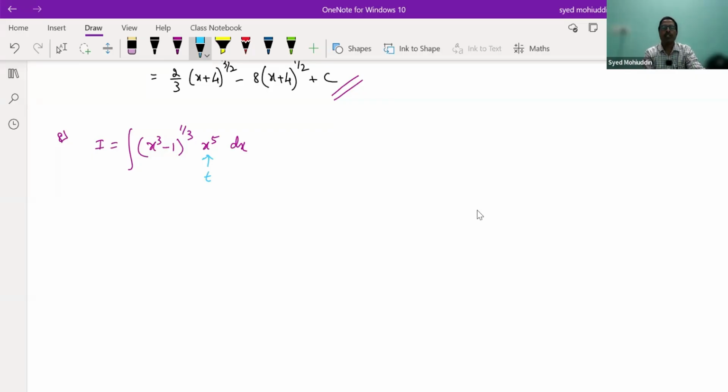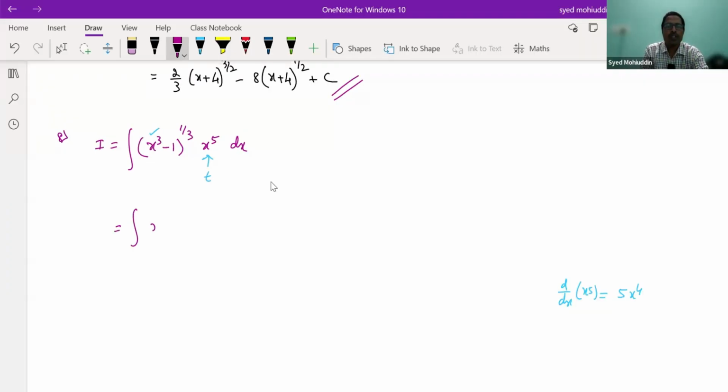But if I take this as t and differentiate x power of 5, the derivative of x power of 5 will be 5x power of 4. Power 4 should be there, but you're having power 3. What has to be done? I have to simplify in this way and try to make this value also in terms of x power of 3 or x power of 4. That is what we need to do over here.